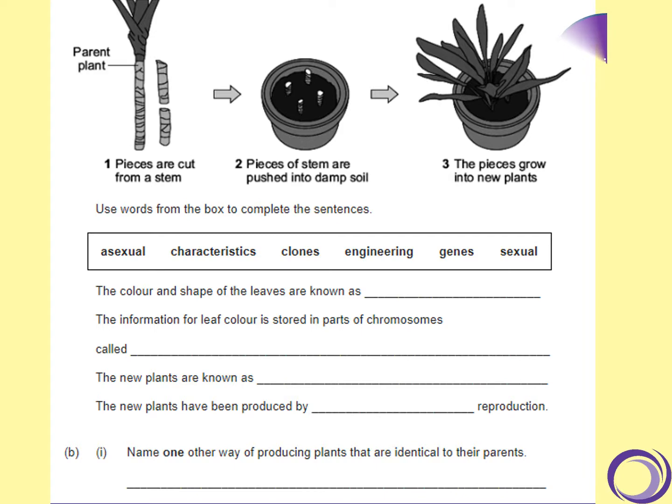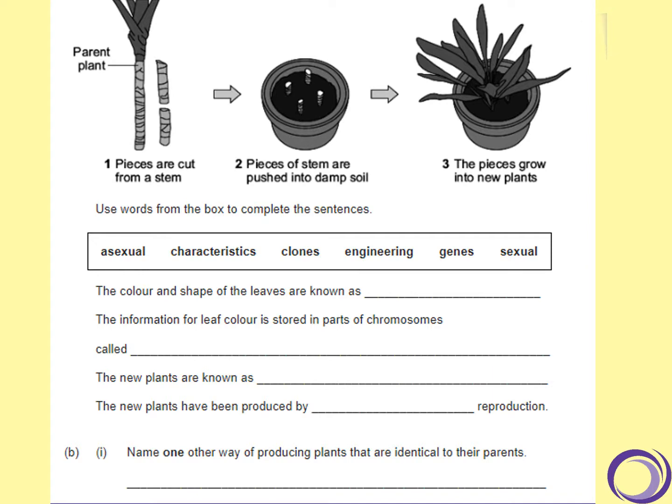Okay, you've probably had enough time, so let's just read through it. At the top, we had pieces of stem being cut out from the plant. They were pushed into damp soil, and the new pieces grew into new plants. So very simple, no lab involvement, no tissue samples. So this is an example of just taking cuttings.